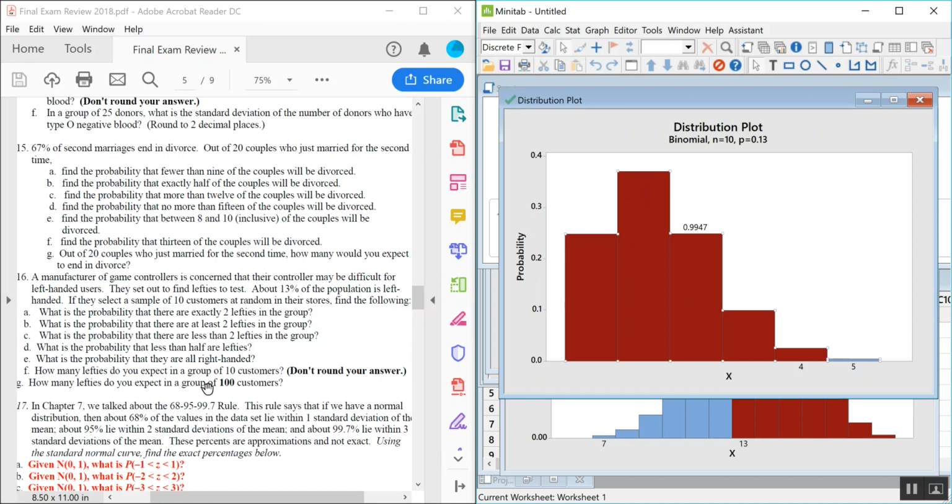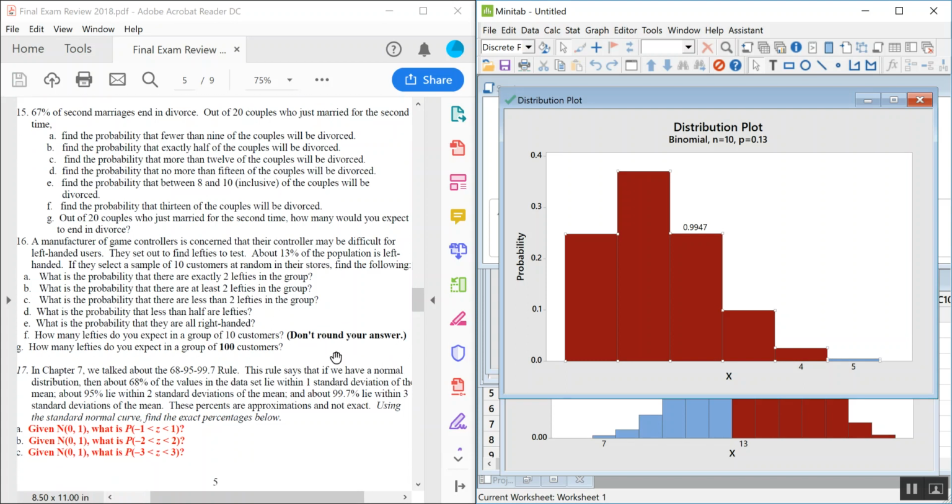And if you had 100, how many would you expect? So you would just multiply this by 10 again to get 100, or multiply 100 times 13% to get, well, 13 customers out of 100. Shocking, right? 13% is left-handed, 100 of them, 13 are left-handed. The mean makes sense when you think about it.